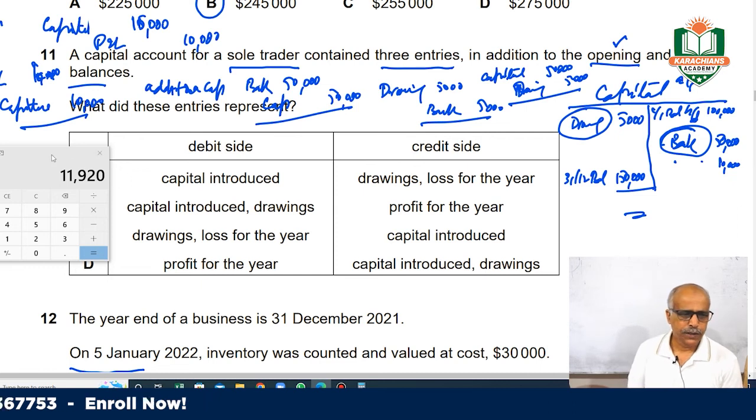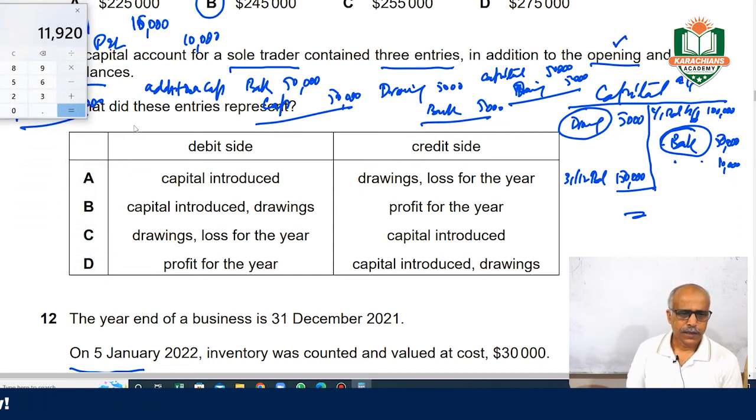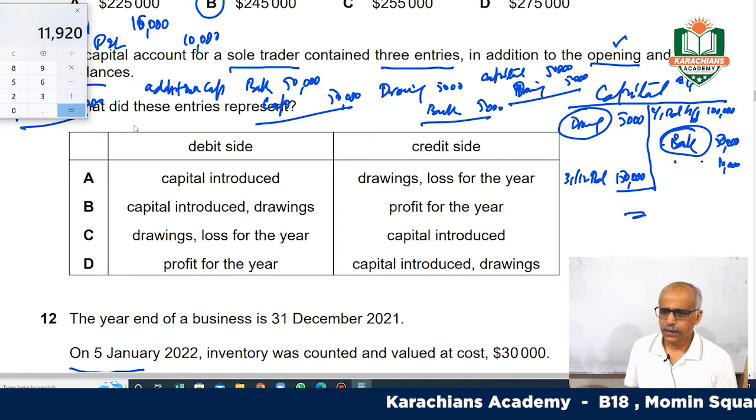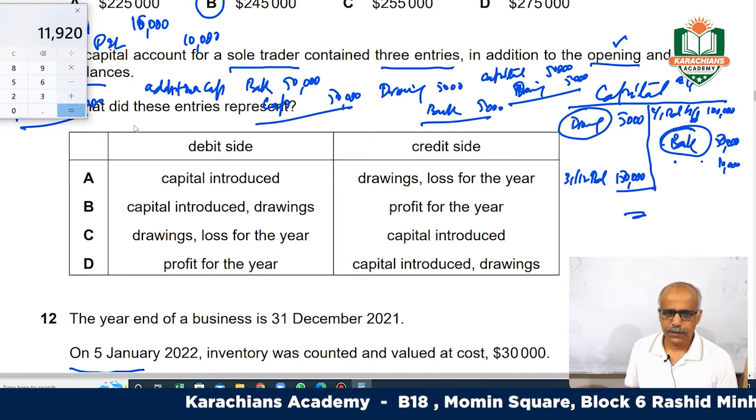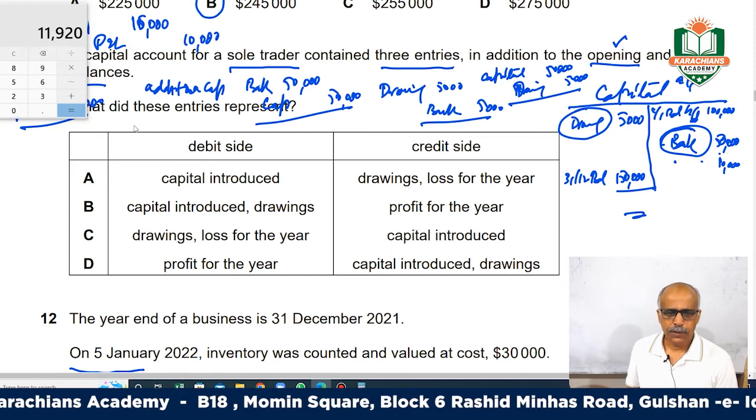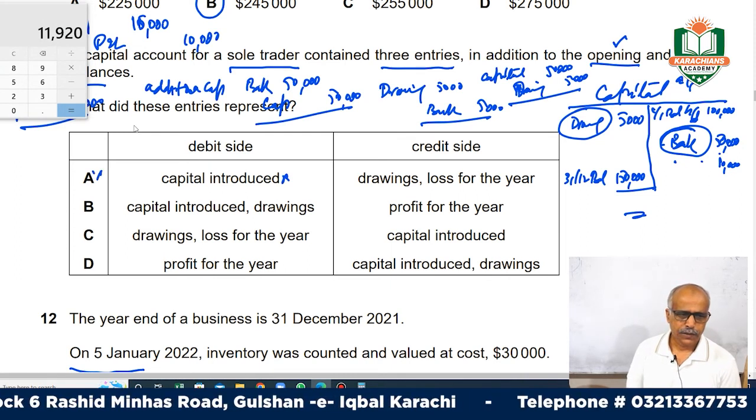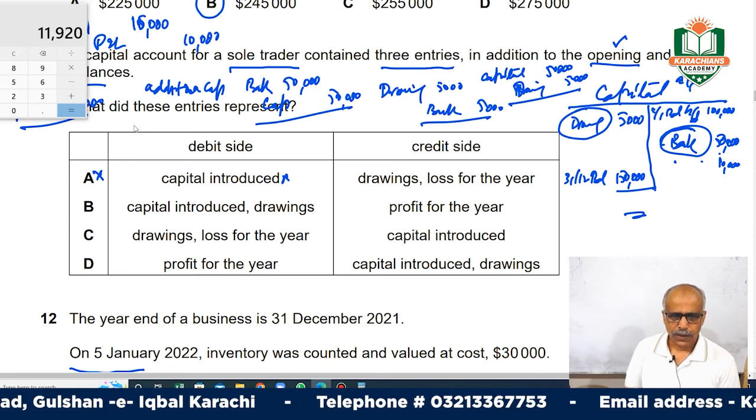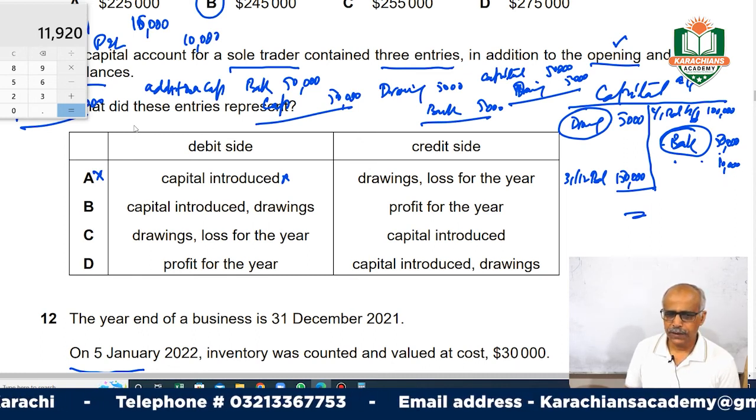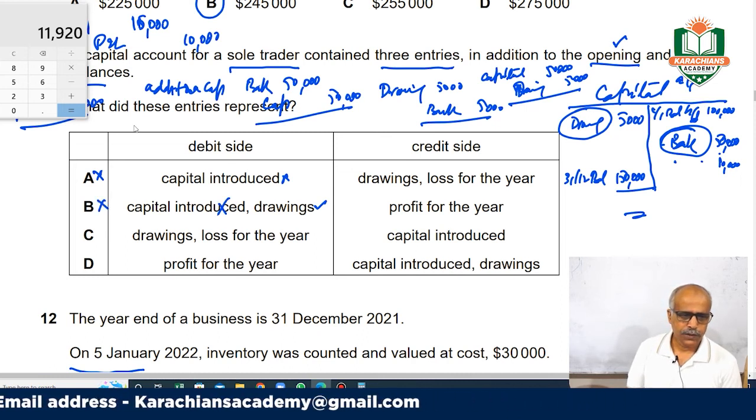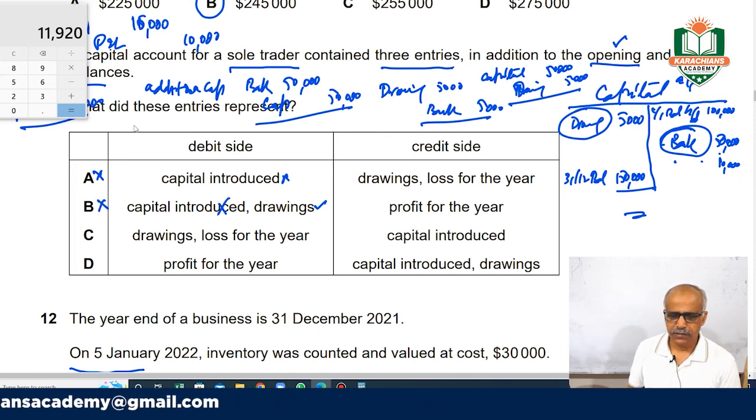So now we see what options are given. A: capital introduced on the debit side. No. Capital introduced appears on the credit side. This is wrong. You straight away do not consider this. A is absolutely wrong. Capital introduced debit side and drawing debit side. Drawing is right, but this is wrong. So this option is wrong, the whole option is out.